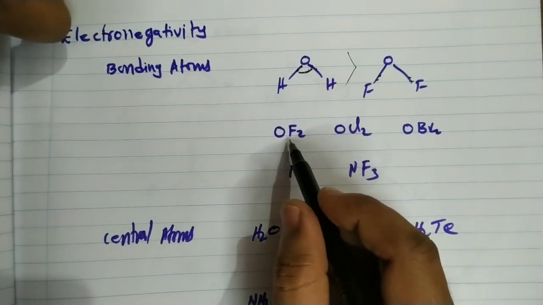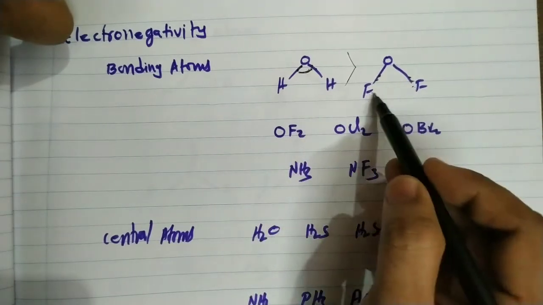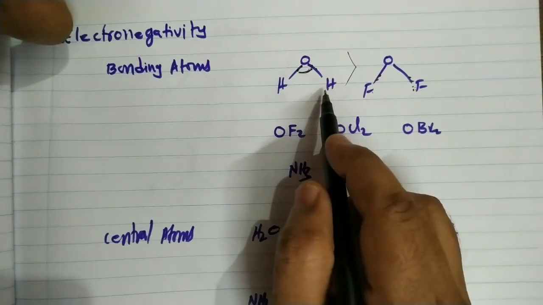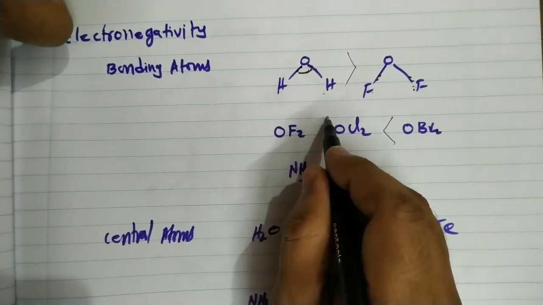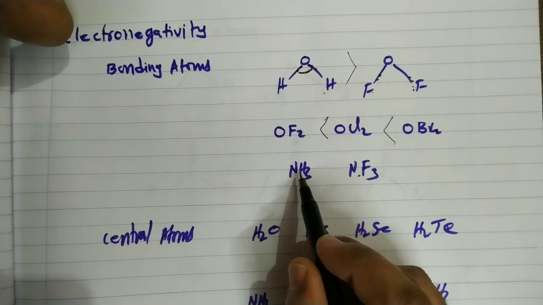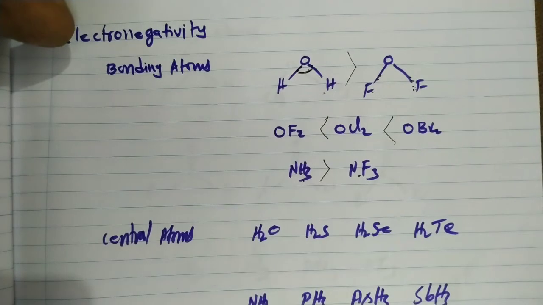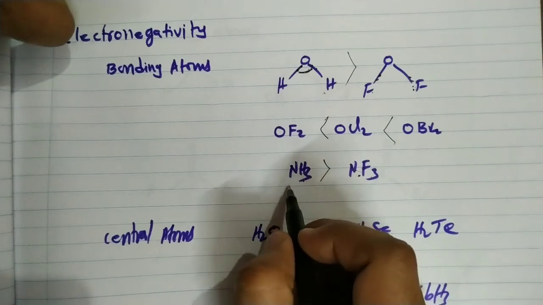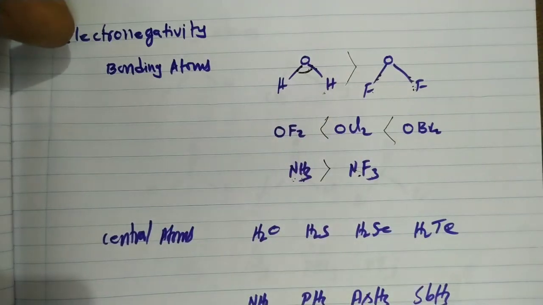Next, the higher the electronegativity of the bonding atoms, the lesser the bond angle. As the electronegativity of the bonding atom decreases, the bond angle increases. So OBr2 has a higher bond angle, next OCl2 and OF2. In this case also, NH3 and NF3: the bonding atom hydrogen has lower electronegativity. That's why NH3 has a higher bond angle. In NF3 the bonding electrons are very close to the fluorine, while in NH3 the bonding electrons are very close to the nitrogen, giving more bond pair repulsions, like H2O and F2O.